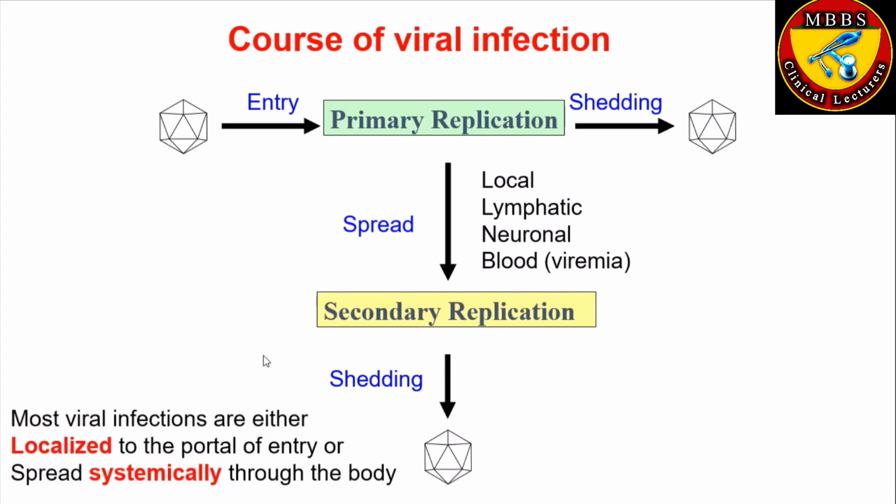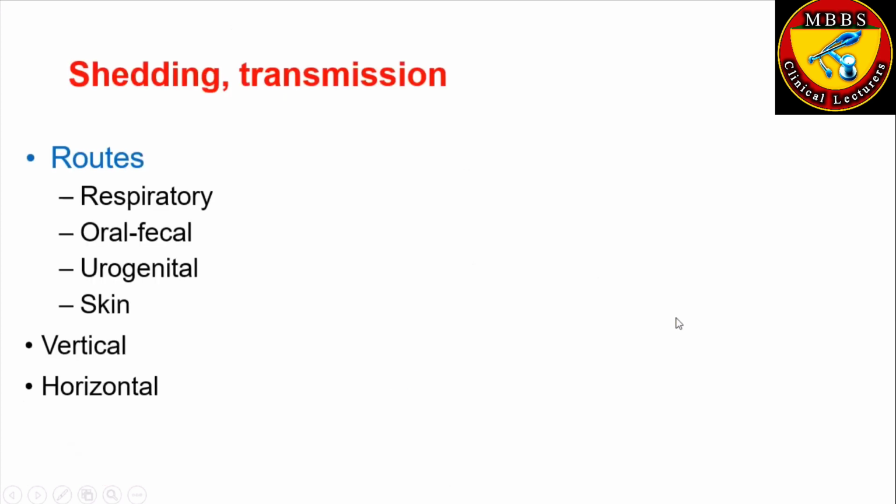Most viral infections are either localized to the portal of entry or spread systemically. So we have two types of infections: localized infections and systemic infections, which are also called disseminated infections. So we have two varieties on the basis of where they are causing disease. If they are localized, they are called localized, and when they spread through all these routes, then we can say they are disseminated to other organs.